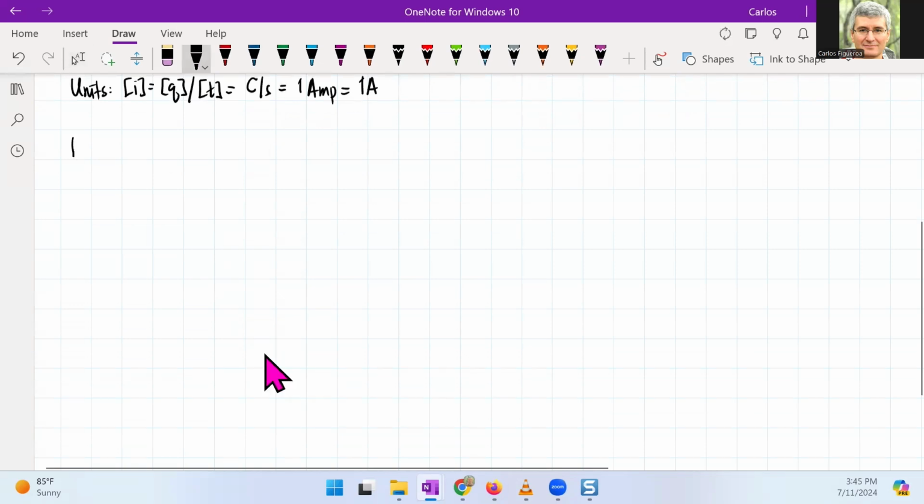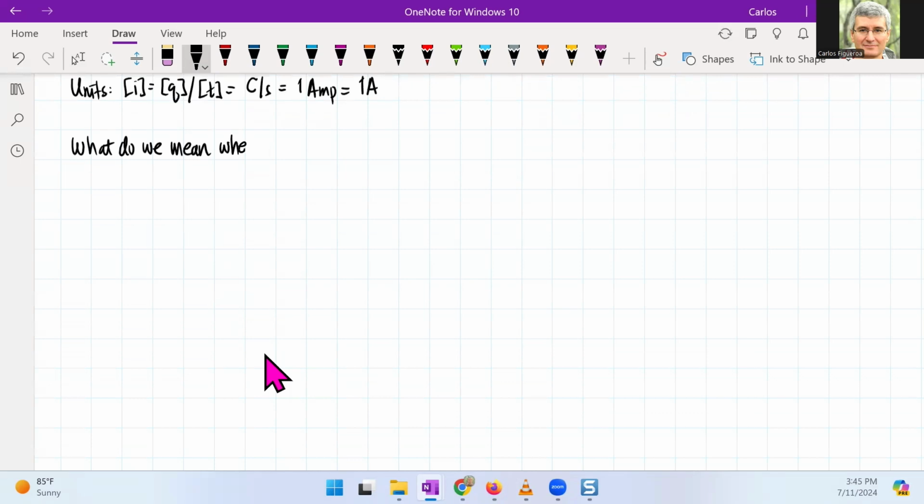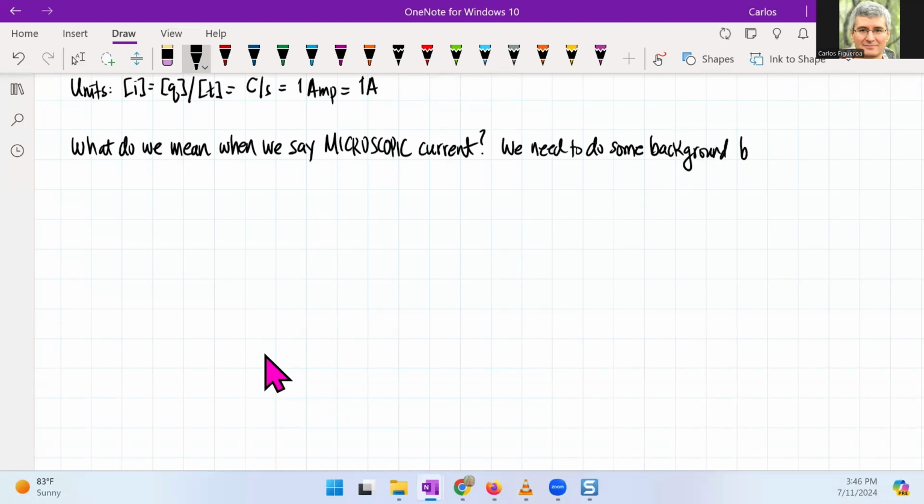So what do we mean when we say microscopic current? We have to make some assumptions. One, we have to talk about the individual charges, the electrons, and make one assumption about their drift speed. Then we have to define a new quantity called the concentration. So we need to do some background before we start.